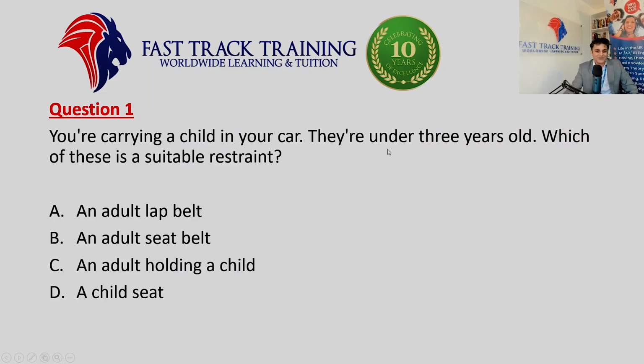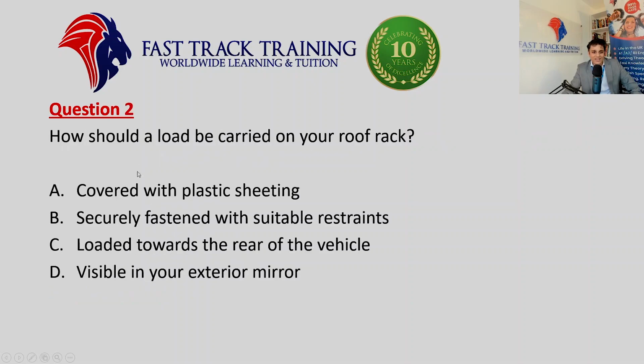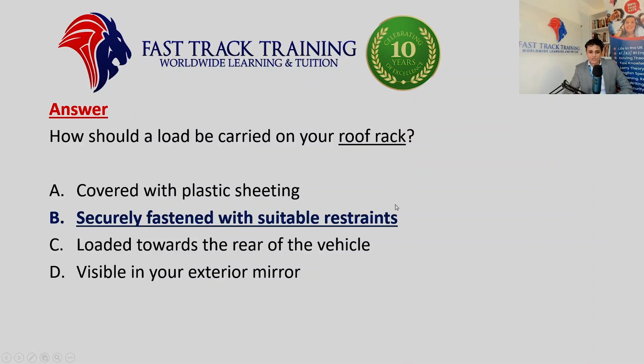You're carrying a child in your car. They're under 3 years old. Which of these is a suitable restraint? An adult lap belt, an adult seat belt, an adult holding a child, or a child seat? The correct answer is a child seat. Well done. How should a load be carried on your roof rack? Covered with plastic sheeting, securely fastened with suitable restraints, loaded towards the rear of the vehicle, visible in your exterior mirror. The correct answer is securely fastened with suitable restraints.